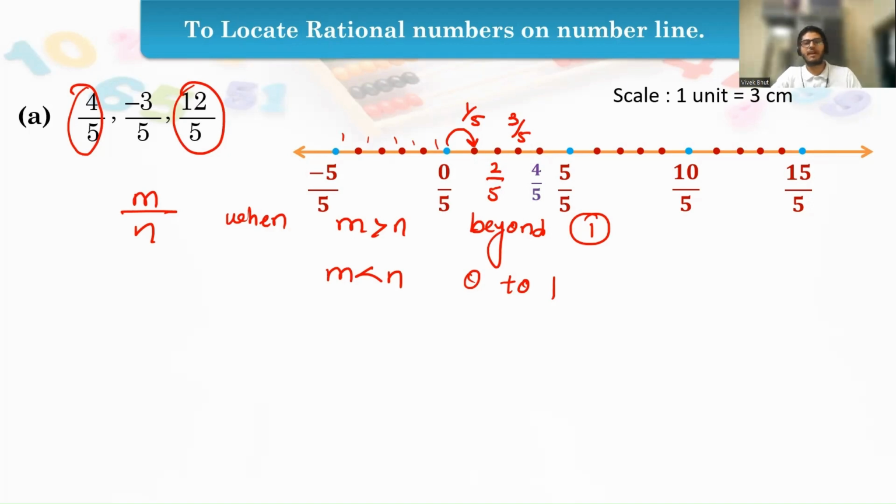Similarly -3 by 5 कहाँ आएगा? देखो 0 से अगर लेफ्ट में मैं जाऊंगा, so I'm going to get -1 upon 5. फिर सेकंड पॉइंट होगा -2 by 5, and the third one is the required one, -3 upon 5. That's it. And 12 by 5.